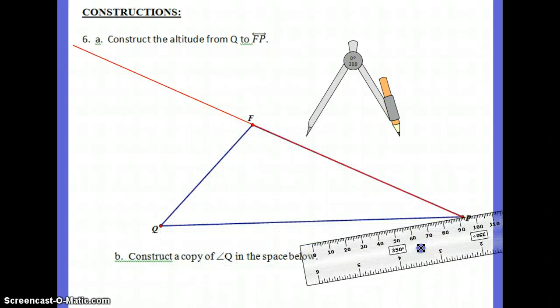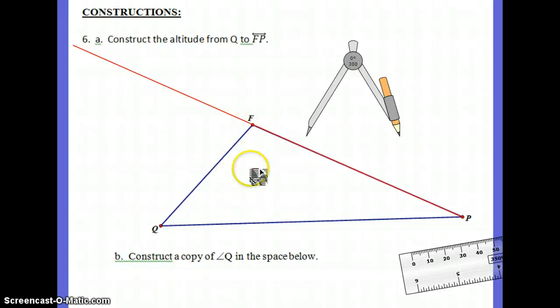If I asked you to make an altitude from F to QP, it would have been a lot easier. That would have gone this way. It could have been perpendicular inside the triangle, and the line's already there. It's kind of nice. So really, I need to ignore the QF and the QP. They're just kind of in my way. I'm really just focused now on point Q and this red line here.